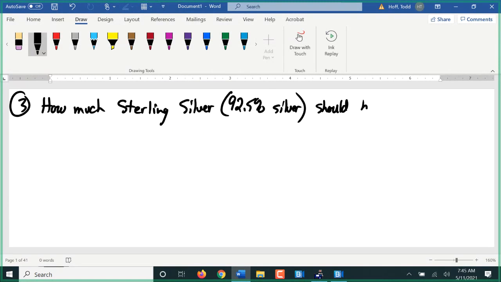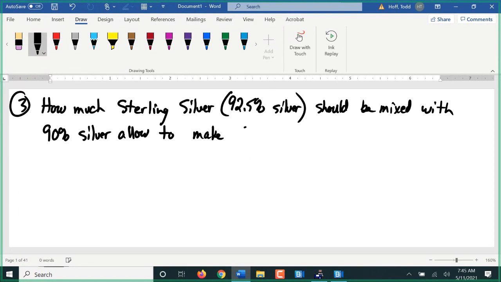should be mixed with a 90% silver alloy to make 500 milligrams, actually 500 grams, not milligrams, of 91% silver alloy.